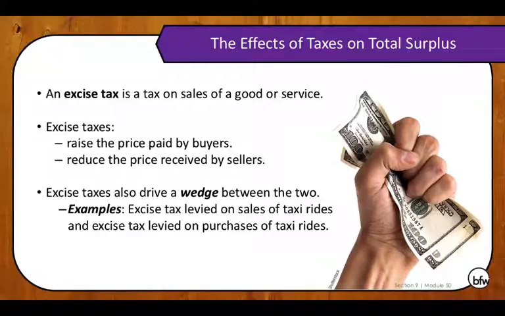Now, one tax that is used in many countries is called an excise tax. An excise tax is a tax levied on each unit of a good that is sold. In the United States, excise taxes are imposed on the sale of goods, such as gasoline, tobacco, alcohol, and in many cities, hotel rooms. Excise taxes tend to raise the price that is paid by buyers for a good and reduce the price that is received by sellers. In effect, excise taxes drive a wedge between the buyer and the seller.